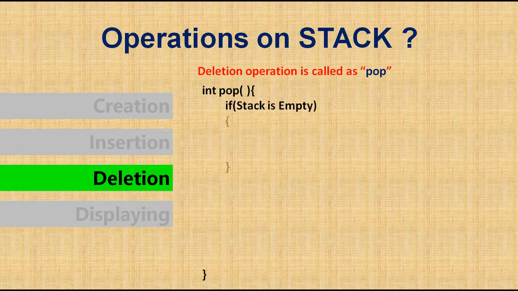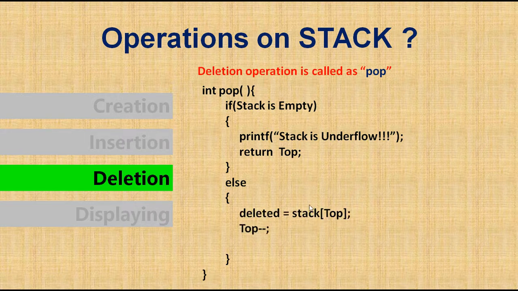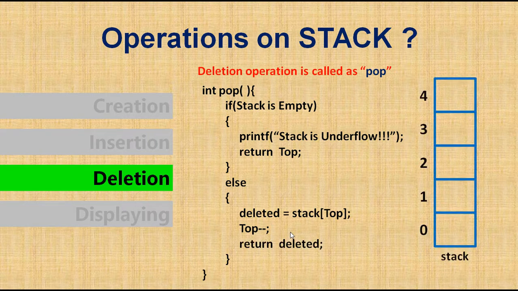First, check the condition whether the stack is empty or not. If the stack is empty, then the stack is underflow. You just print the message and return from the top position. Otherwise, this time you pick up the value at the top position, and you decrement this top value. You can see that in the insert operation we increment the top value, and in the deletion operation we decrement the top value. Then return the deleted value, and this is the popped value from the stack.